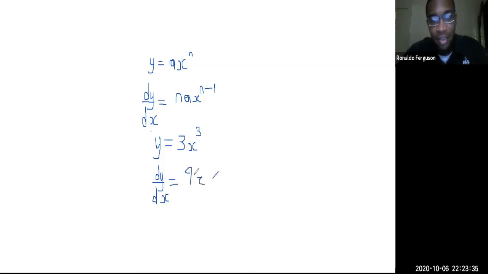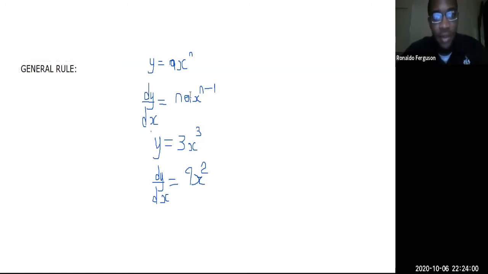9x squared. Very good. So that's the general rule of differentiation. In order to differentiate a function, all we do is carry down the power and subtract 1 from the power. But this is just the general rule. This is the general rule of differentiation. All right? So this takes us for a lifetime.